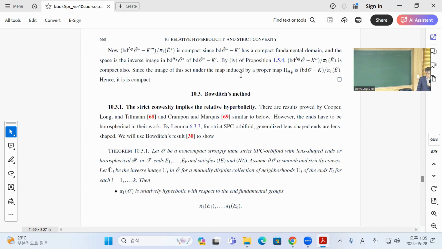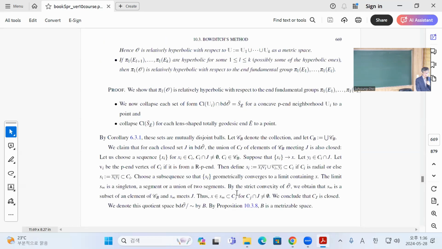Okay, so I will do the first part. So 10.3.1. If you have a strongly tamed strict SB orbifold with ends or horoballs, these type of ends satisfying IE and NA, and then these are smooth and strictly convex. So then it has to be relatively hyperbolic with respect to this end fundamental group.